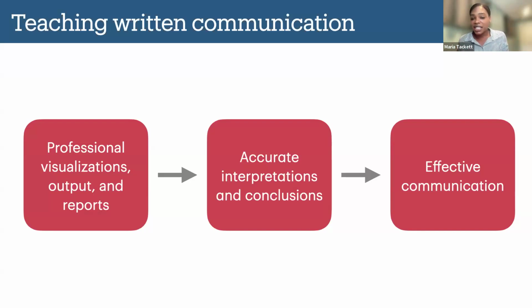And then, this is a statistics class, right? So we're talking about the accuracy of interpretations and conclusions, and how do we get this output, get these visualizations, and how do we accurately interpret those? And then we move on to effective communication. I had a manager who called this the what's the so what. So you know that you have a low p-value, but again, what is the implication? What does this mean for my business decision or the care of my child or whatever the issue is?